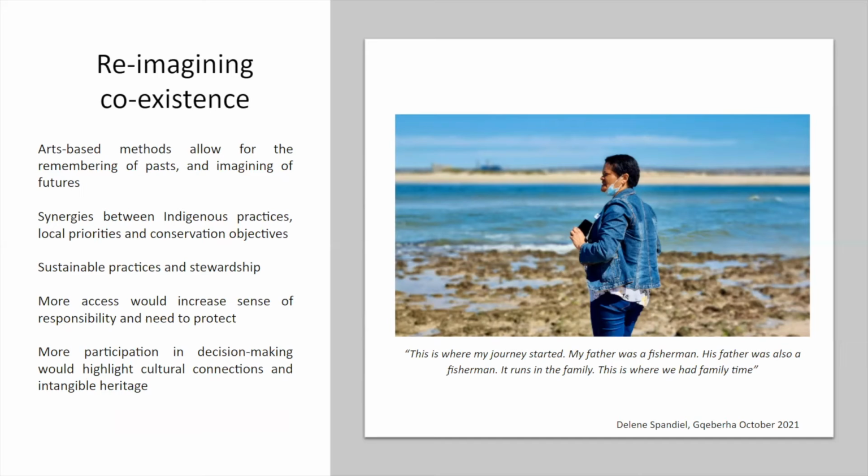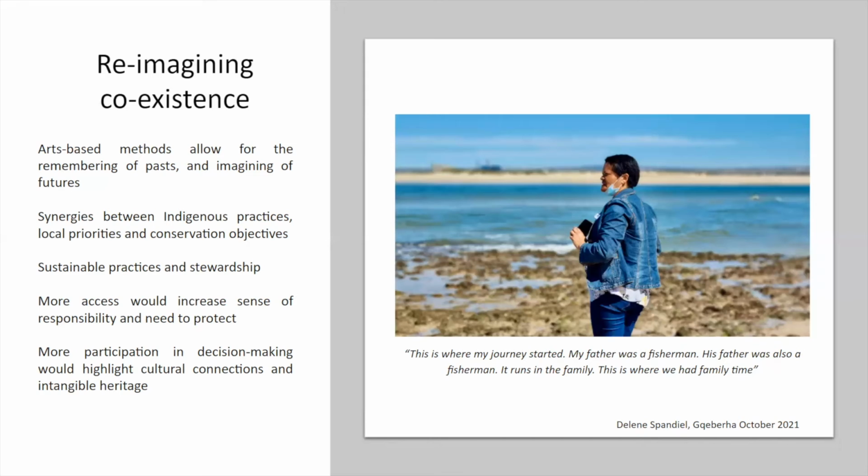And we find that it doesn't always have to be about conflict. There's a lot of synergies alongside Indigenous practices and use of the ocean and coast, local priorities and connections, and conservation objectives in terms of keeping the ocean clean for healing purposes and cleansing purposes. We also find that a lot of people want to be more involved. They want to have access to the coast to clean the beach and to do rituals that actually involve picking up trash and plastic. And they want to be part of managing areas of the coast that are important to them. And we find that more access would actually allow this.